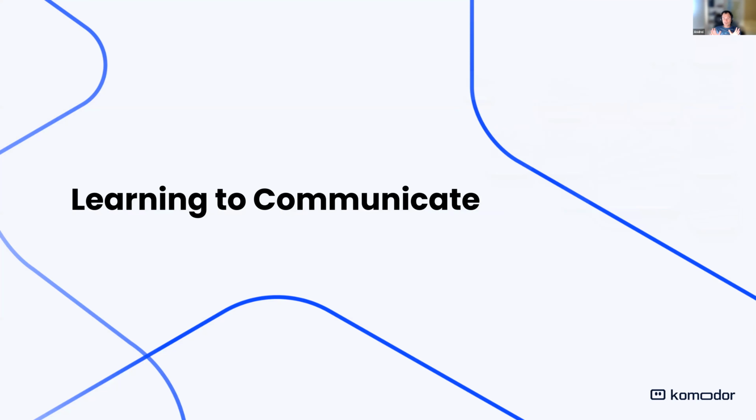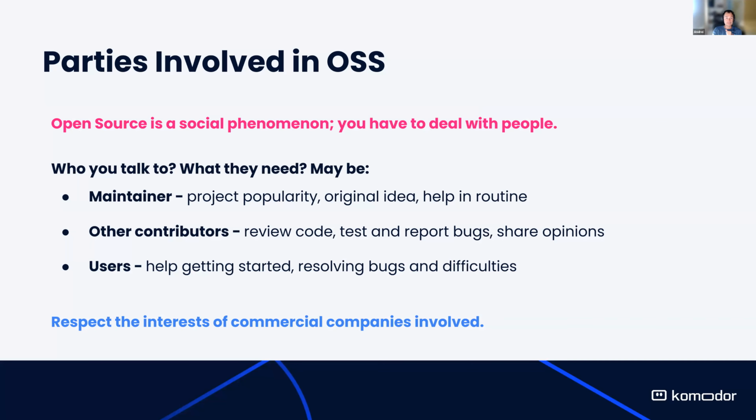So the first big branch of our learning map that we want to dig into is how do we communicate? As I said, open source is not about writing the code. It's about exchanging the code. It's about interacting with people and sharing. Let's first understand who is involved in this process, who you will be talking to. Open source is a social phenomenon. You have to deal with people, and you need to understand what these people need to communicate better, to convey your messages better, to understand the other party better.